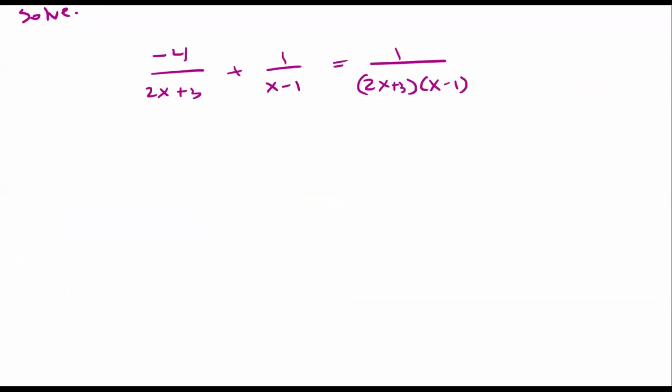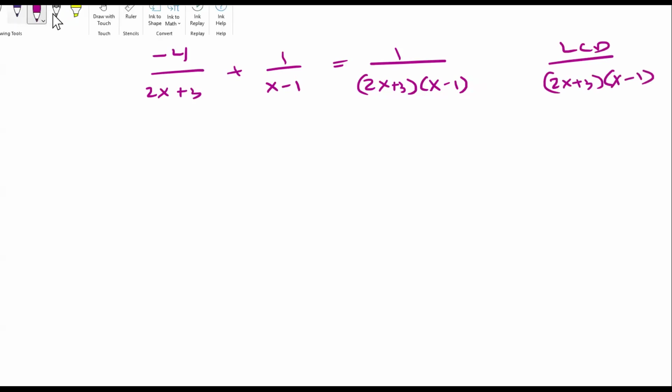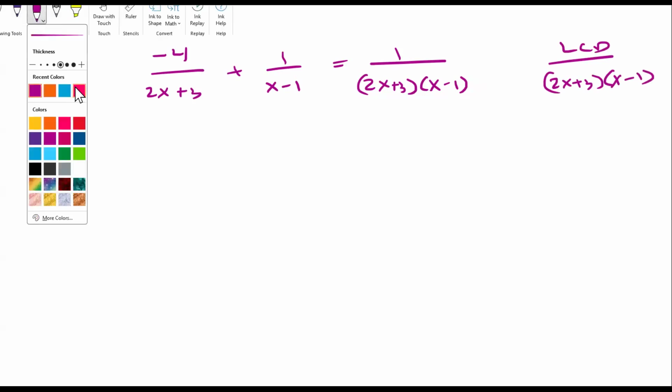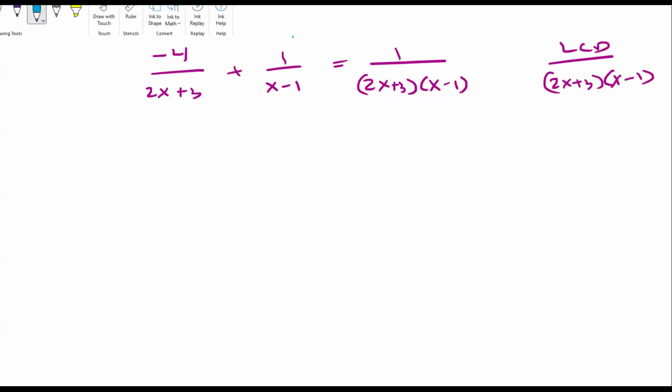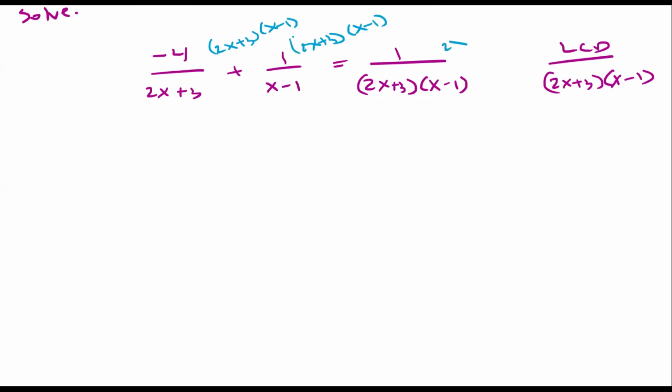Okay, so our LCD here will be the two factors in the denominator, the 2x plus 3 and the x minus 1. So let's write that down here. So you have 2x plus 3 times the x minus 1. So that means I'm going to multiply each of the terms by that. So I got 2x plus 3 times x minus 1, on each term.